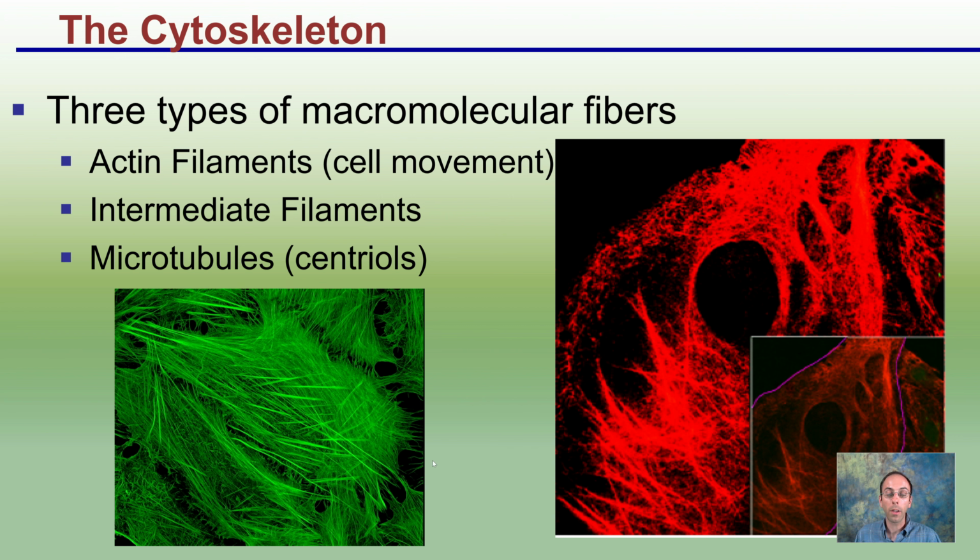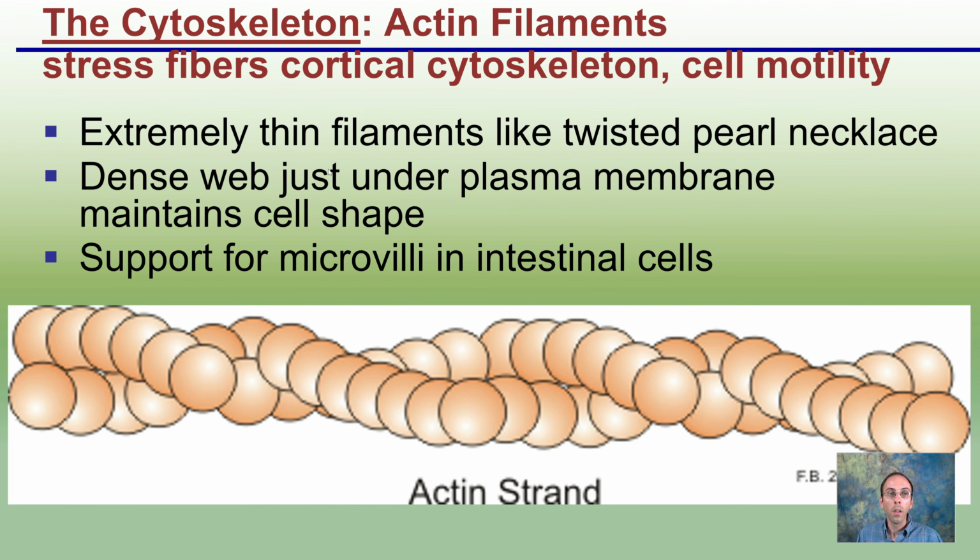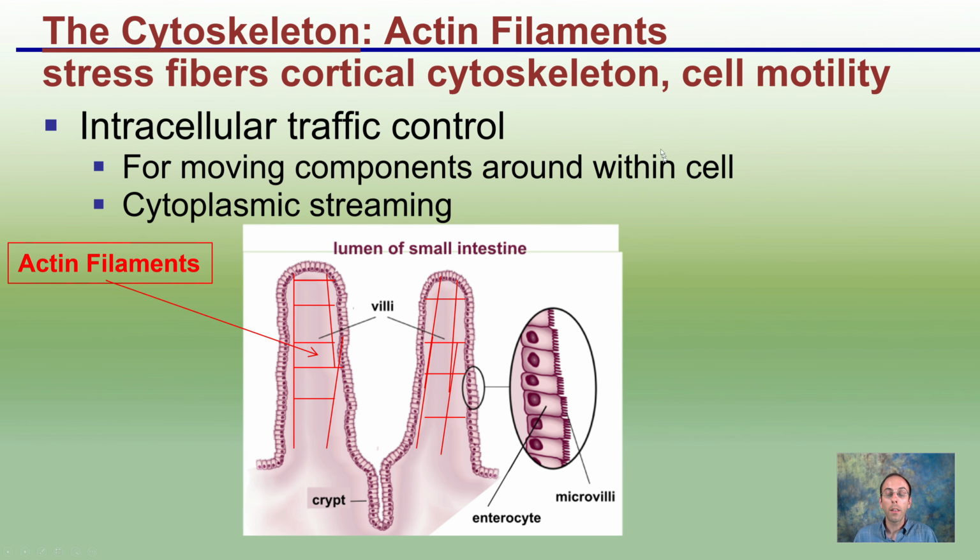So you'll see here, they have a very interesting hair-like structural appearance. Within those actin filaments, there are stress fibers within the cytoskeleton, and they help the cell move with motility. They're extremely fine, and they twist like a pearl necklace here to help give them some strength. It's a dense web just under the plasma membrane that maintains the cell shape, and they support the microvilli also found in intestinal cells. And we also have this in the small intestine.